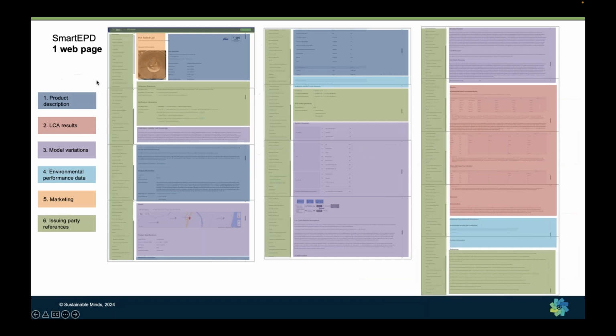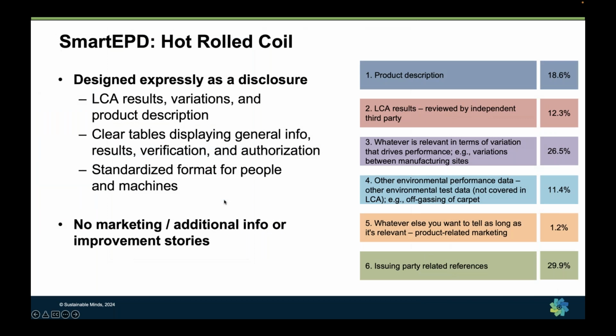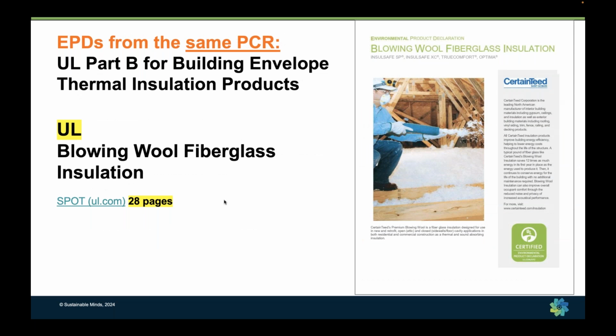And actually, again, you can see, we called the picture marketing information. It has all of the other kinds of content required to be an EPD. And again, it's designed expressly to be a disclosure. And it provides a standardized format for people and machines, but no marketing or additional info or improvement stories.